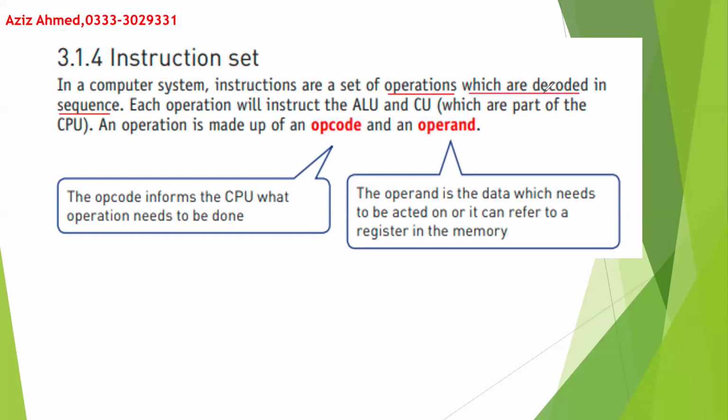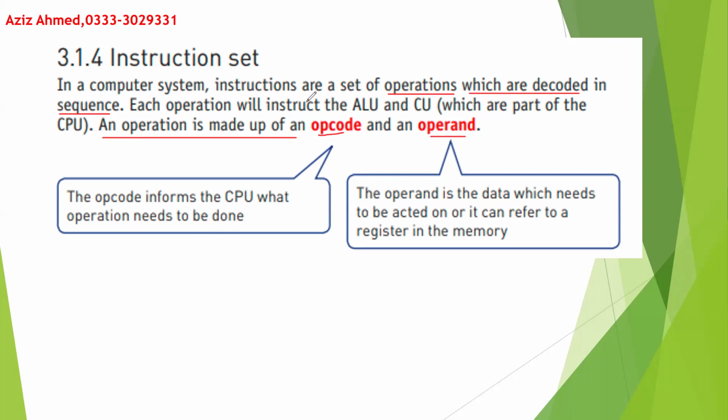Do you know we have done the fetch, decode, execute cycle? So that is the instruction which has to be decoded. Each operation will instruct the ALU and CU, which are part of the CPU. An operation is made up of an opcode and operand. The opcode informs the CPU what operation needs to be done, as I told you: plus, minus, divide.